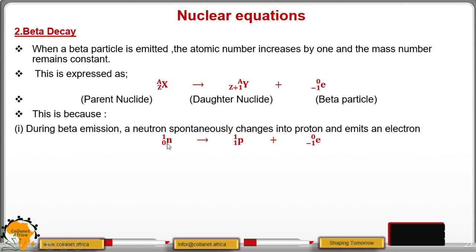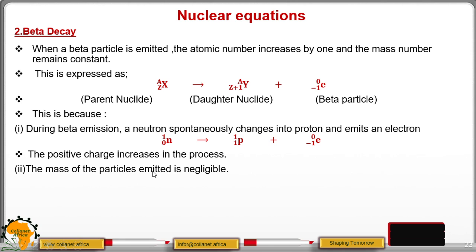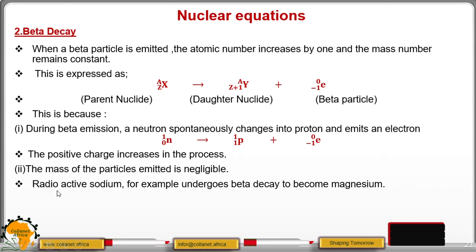This is our neutron. It becomes a proton by releasing an electron. By so doing, there is an increase of +1 in the nuclide. And that is why we are saying the positive charge increases in the process. And that positive charge is reflected by adding 1 to the atomic number. Now, the mass of the particle emitted is negligible. So we have an example here.